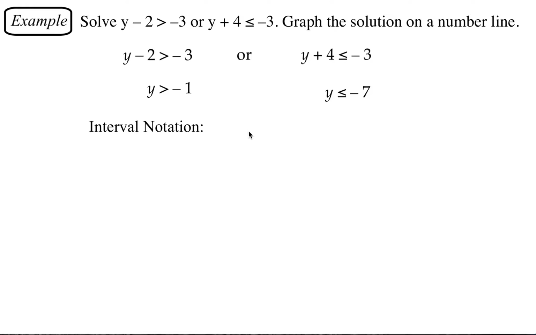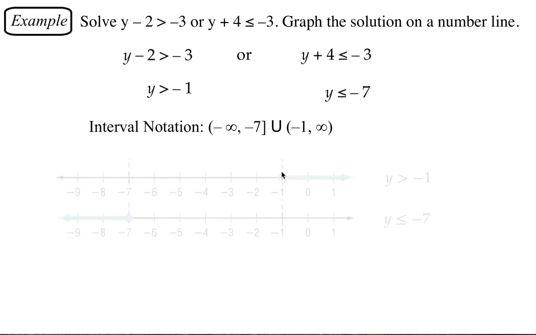The -7 is included, so in interval notation we will have two separate intervals, and it's the union of those two. From -infinity to -7, that's everything less than -7. Everything greater than -1 is included by the interval from -1 to infinity. -7 is included, it's a bracket, it has the equal to. -1 is not included, there's no equal to, so that's a parenthesis. And a reminder that infinity always has a parenthesis, never a bracket.